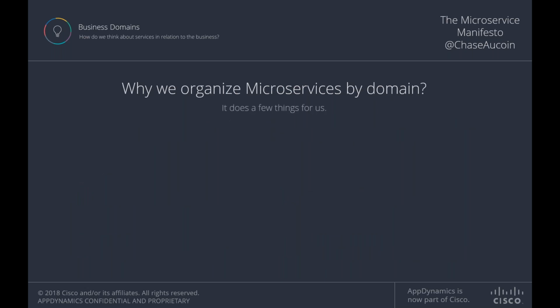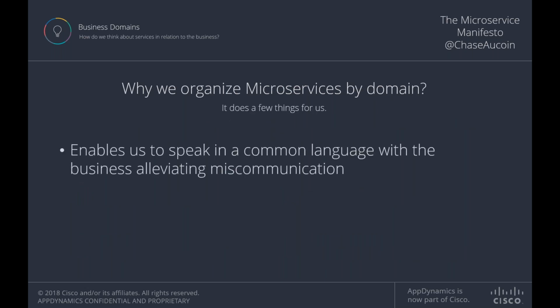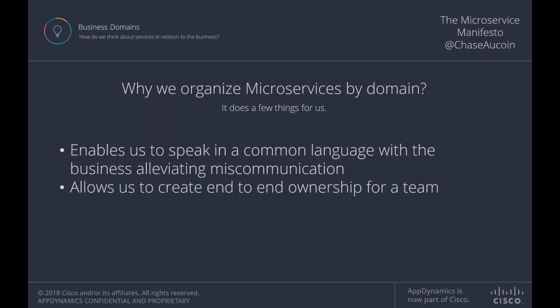But why would we do this? Why is it important? There's a couple of things it does for us. One, and probably the biggest thing it does for us, is it enables us to speak in a common language with the business. This helps us avoid miscommunication. Whenever we deal with business people and those around us who are making business decisions, we want them to be able to speak the same language that we do, and we want to be able to speak the same language that they do. By us doing that, we as engineers get to be part of the ownership process for what comes into our own pipes.